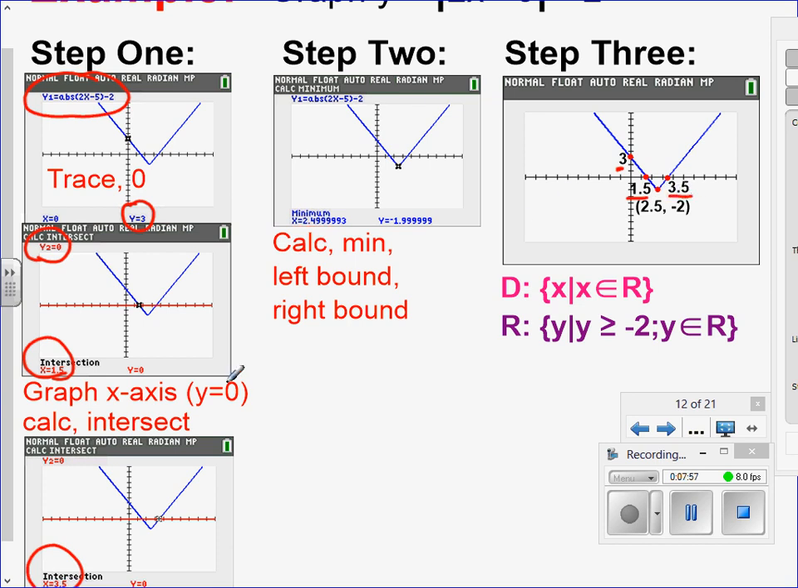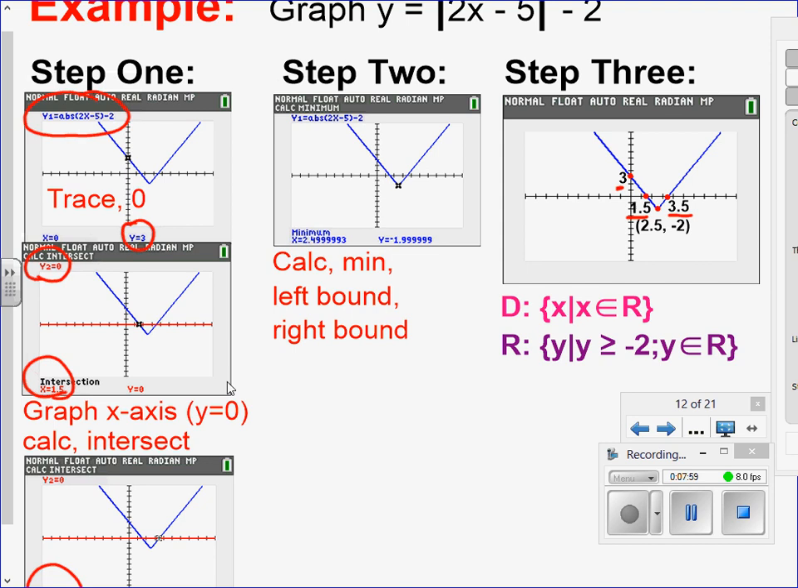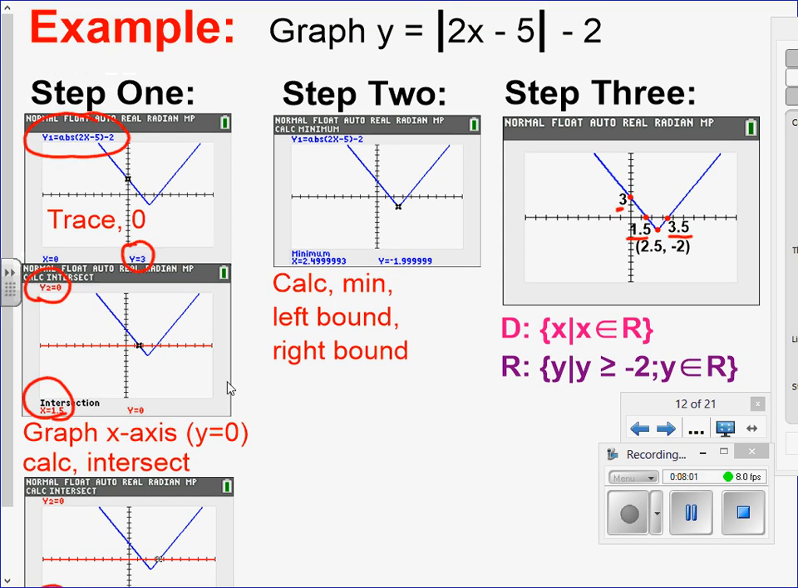The only thing I have left to do is calculate my vertex, which, just like a parabola, is your minimum value. So I go into my calculate menu, I calculate the minimum, I show the graph where the left of the vertex is and where the right bound to the right of the vertex is. Press enter and I get a vertex or a minimum at positive 2.5 and negative 2. So you see my nice labeled sketch.